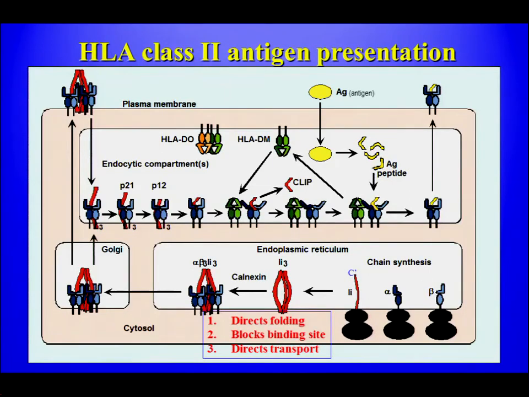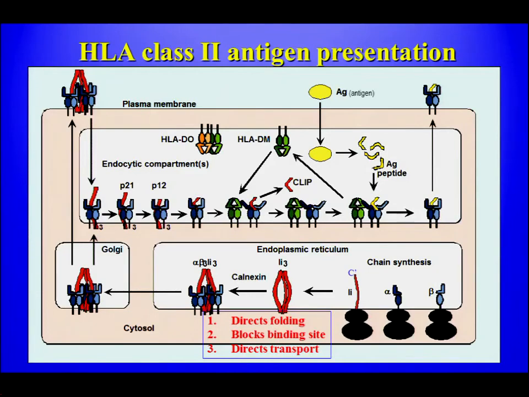And then the invariant chain also has sequences in the cytoplasmic tail that direct this oligomeric complex ultimately to endocytic compartments. The endocytic compartments contain proteases and have acidic pH, and the proteases are more active at acidic pH. The invariant chain gets degraded under the action of those acid-active proteases in this very stepwise progression, until what's left is just a piece of the invariant chain sitting in the peptide binding groove.